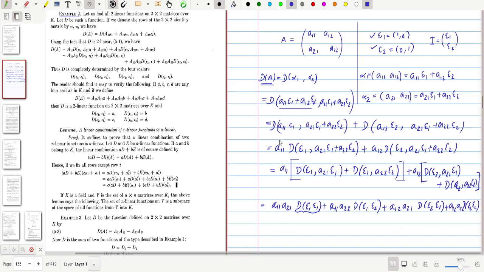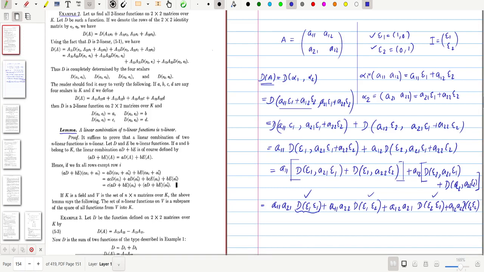That means D of A can be written as a11 a21 times D of epsilon 1 epsilon 1, and so on. So once you know D of epsilon 1 epsilon 1, D of epsilon 1 epsilon 2, D of epsilon 2 epsilon 1 and D of epsilon 2 epsilon 2, you can get the value of D of A using these entries. This is true for any n-linear function D defined on this. This is discussed in Example 8. This is the classification of n-linear functions on M2K.